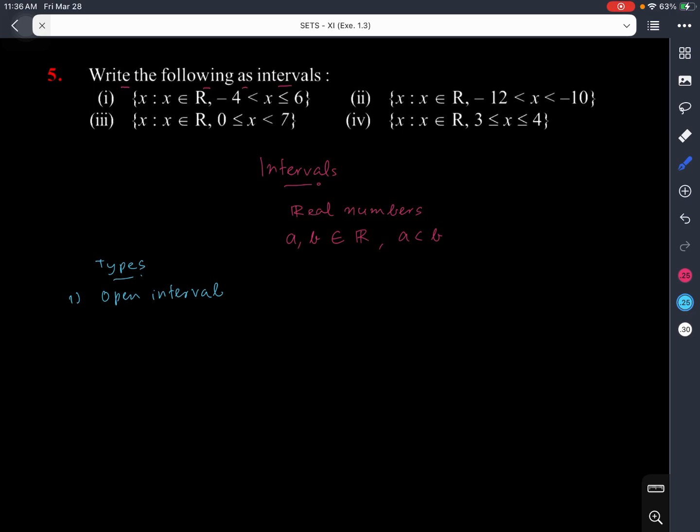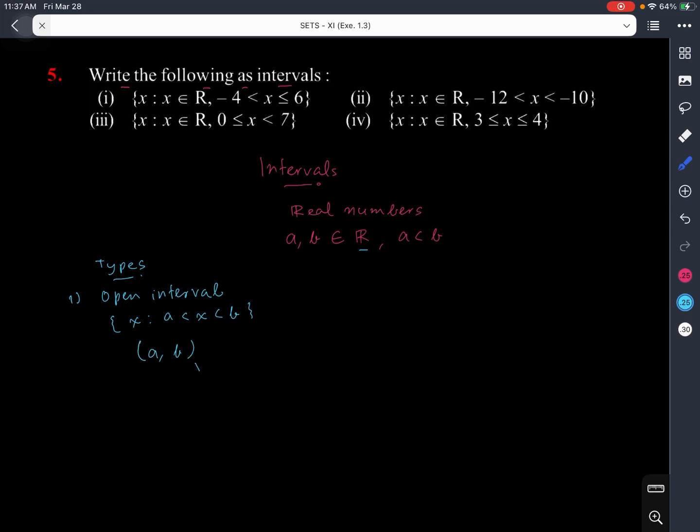So what is an open interval? Suppose we are given with a set where x such that x is greater than a but less than b. We know that here a and b belong to real numbers. So how can this set be represented in terms of interval? So in terms of an interval, this set can be represented as (a, b) enclosed in parentheses.